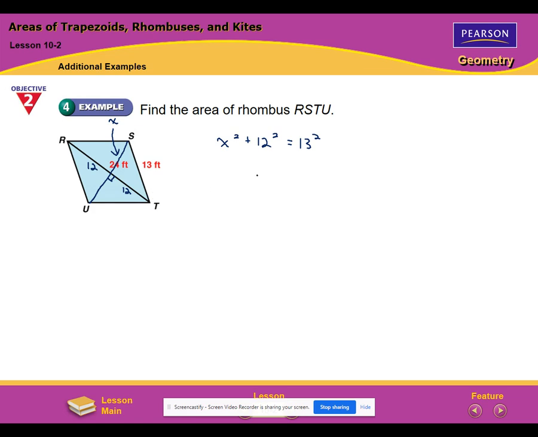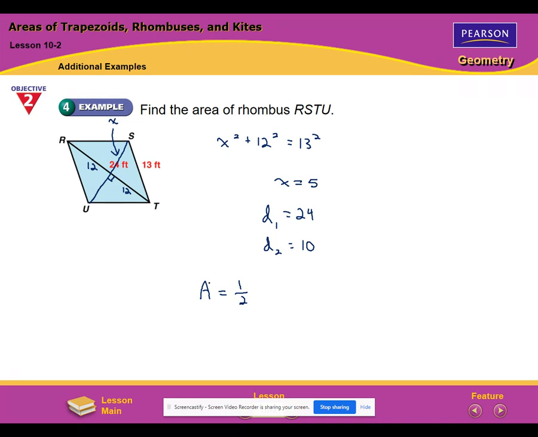And not quite enough diversity in problems because, again, they're using the 5, 12, 13 like they did on the last example. If you solve this, you'll find out that x is 5. Okay? Now, again, careful because the diagonal is not 5. The diagonal is 10. If one of the diagonals was already given to us as 24, the other diagonal is twice 5. We just found this length, the diagonal goes all the way across, that's double, it's going to be 10.